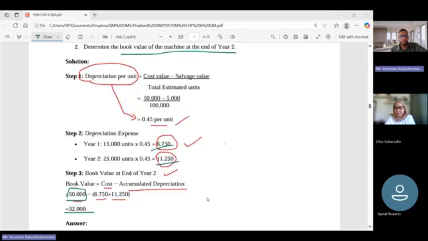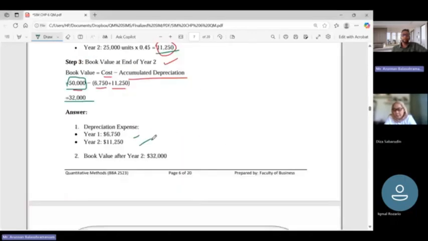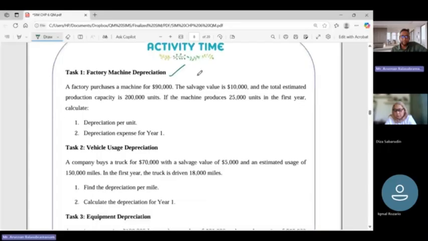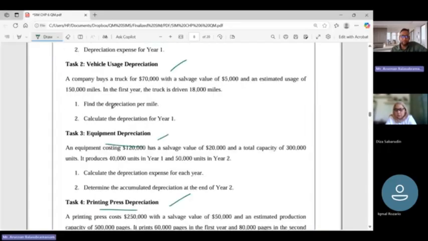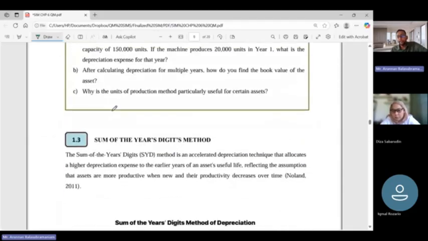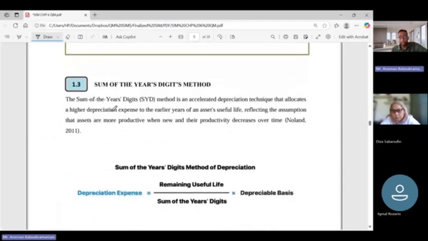Great. So you can also try to do the activities here: factory machine depreciation, vehicle usage depreciation, equipment depreciation, and printing depreciation. Just give me about another 5 minutes for me to show you the areas that you have to revise so that we can do our discussions on this area.